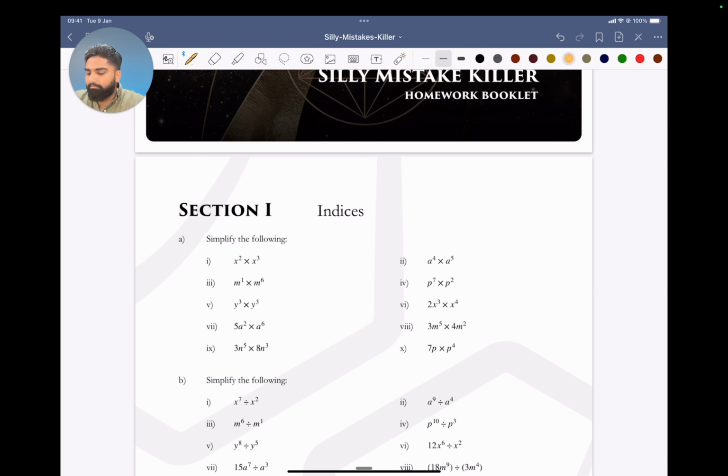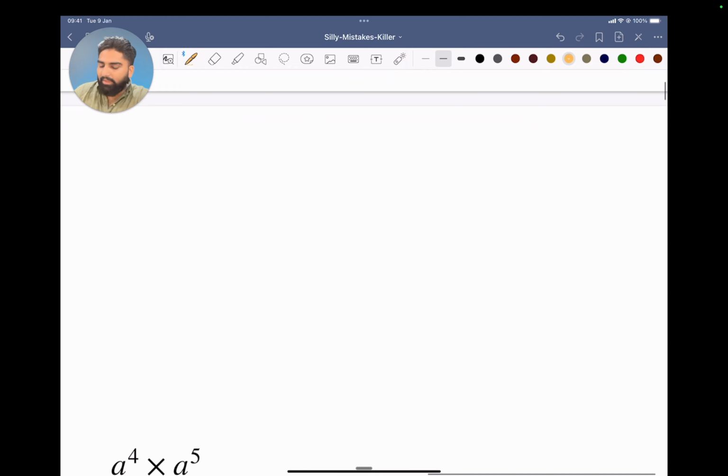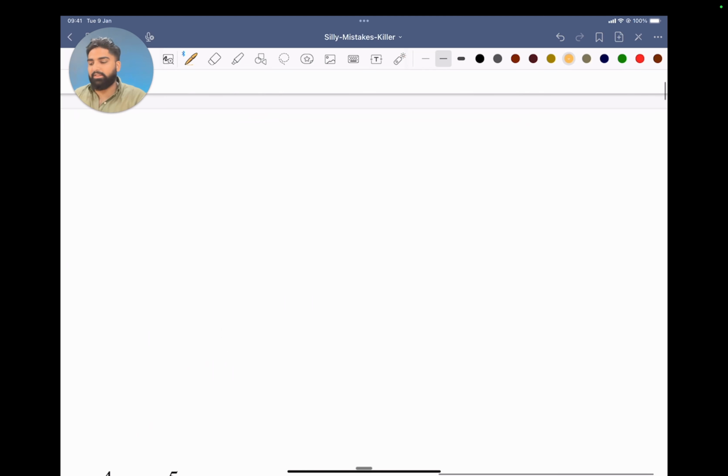So maybe some formulas first. Before we get into everything, the things you need to know for this PDF at least. It's designed to kill your silly mistakes. It's not designed to go over every single aspect of algebra, but the most important ones, the ones that reoccur often and often. So we have index laws, obviously.